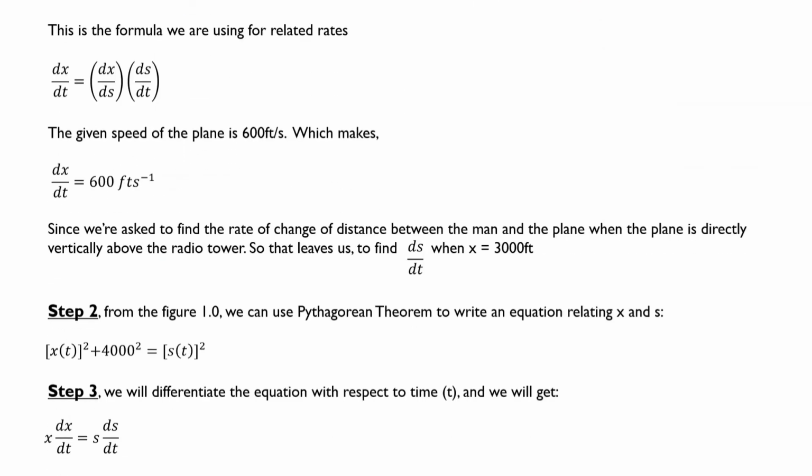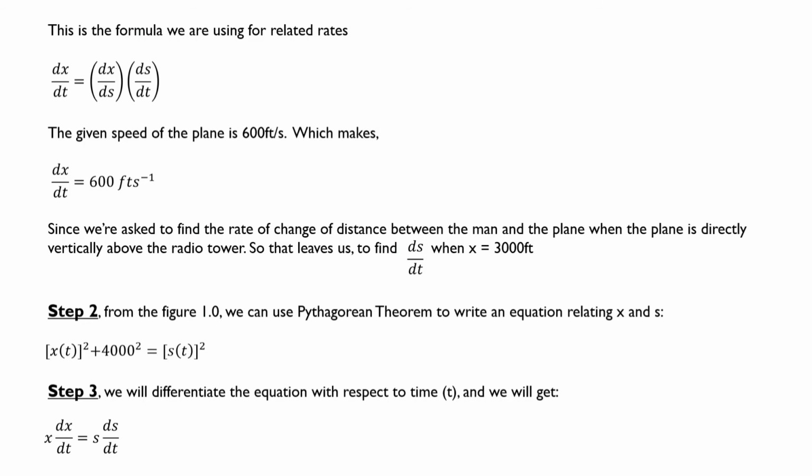This is the formula we are using for related rates: dx over dt is equal to dx over ds times ds over dt. The given speed of the plane is 600 feet per second, which makes dx over dt equal to 600 feet per second. Since we are asked to find the rate of change of distance between the man and the plane when the plane is directly vertically above the radio tower, that leaves us to find ds over dt when x is equal to 3000 feet. Next, step 2: from figure 1.0, we can use the Pythagorean theorem to write an equation relating x and s. The equation is as such.